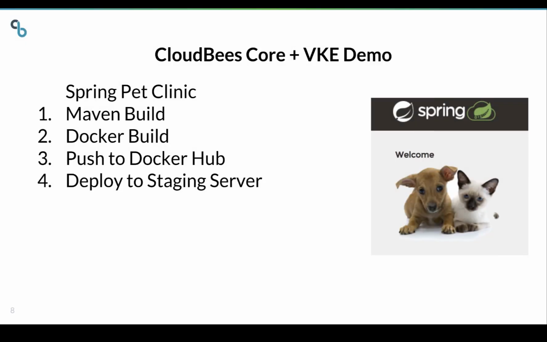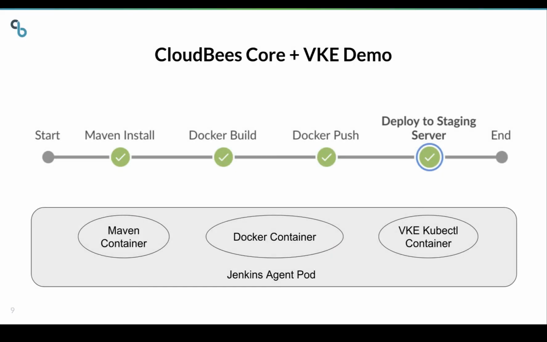For this demo, we're going to use the Spring Pet Clinic example. We're going to do a Maven build, a Docker build, a push to Docker Hub, and then a deployment to staging server. All this on VMware Kubernetes Engine. So here's what our pipeline looks like. Again, we have our Maven build or Maven install, our Docker build, Docker push, and deployment to staging server.